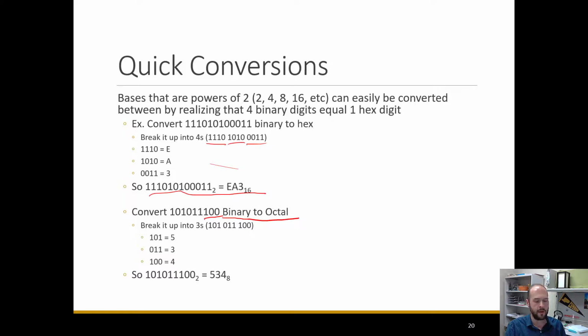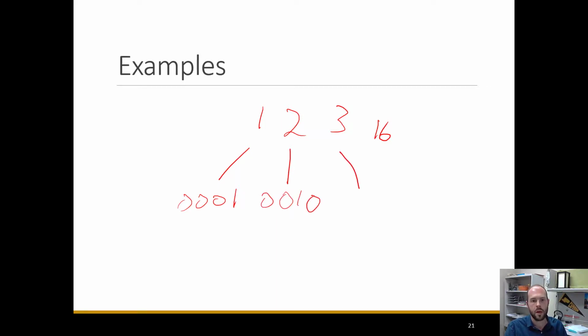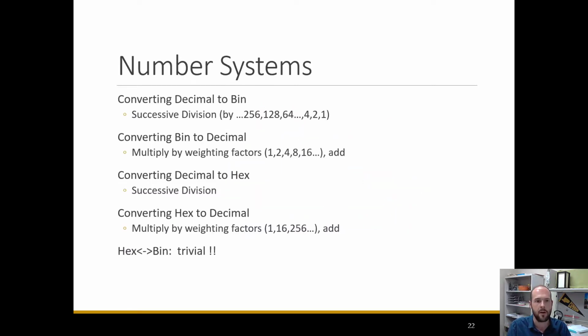If you have, for example, let's move to the next slide here. If I have 1, 2, 3 in base 16, meaning this is a hexadecimal number, 1 is 0, 0, 0, 1, 2 is 0, 0, 1, 0, and 3 is 0, 0, 1, 1. So your binary number is just found by expanding each hex number into 4 bits. And so that's what that would look like, and that's why the quick conversions are very powerful.